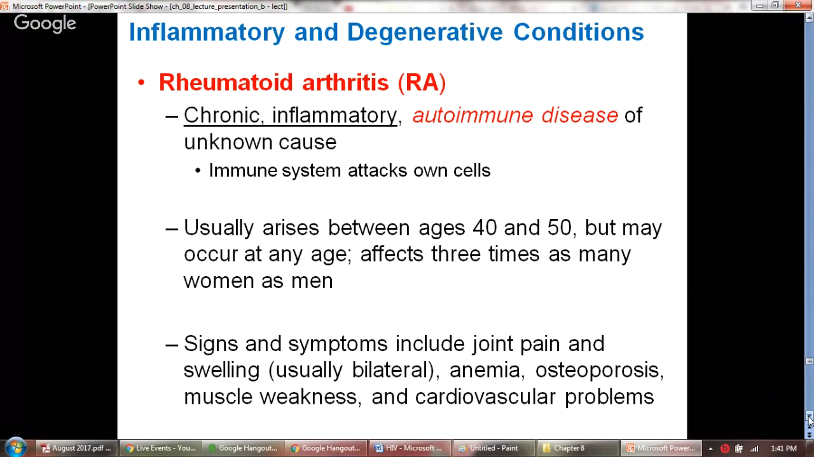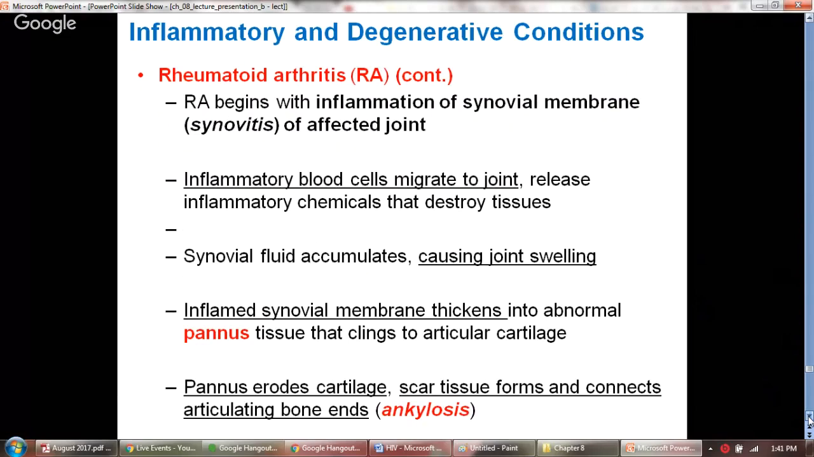Usually it's between age 30 and the 50s, but it may occur at any age, and it affects 3 times as many women as men. So it's a common disease in women. The signs and symptoms include joint pain and swelling. It would be bilateral. That's a key feature of rheumatoid arthritis. Also anemia, osteoporosis, muscle weakness, and cardiovascular problems.